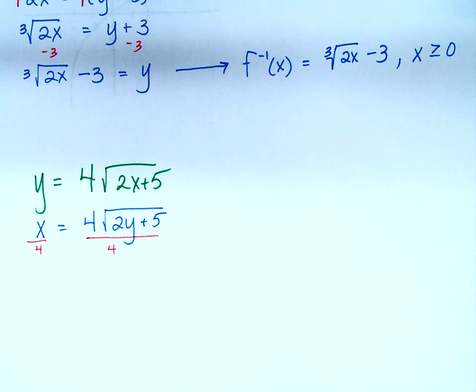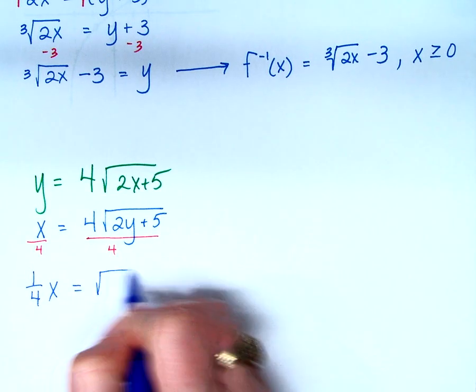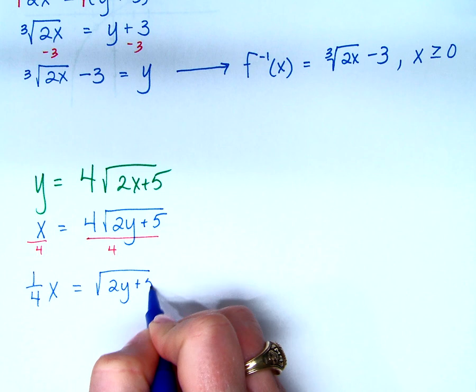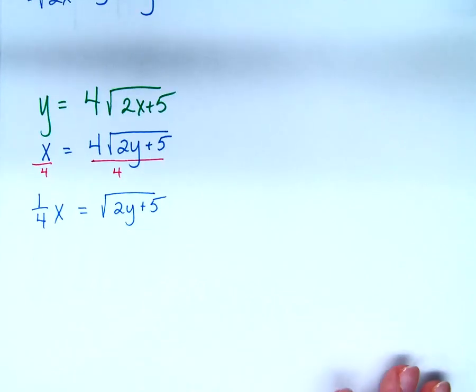Yep, it's not really the opposite, because in math, opposite is like 5 and negative 5, 2 and negative 2. It's really the inverse. So 1/4 x equals the square root of 2y plus 5. Did I lose you, or are you still okay? You're going? Okay.